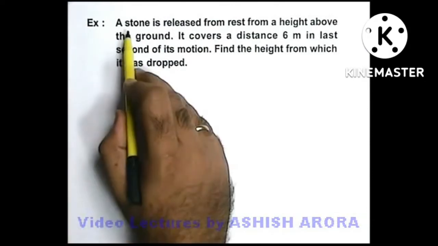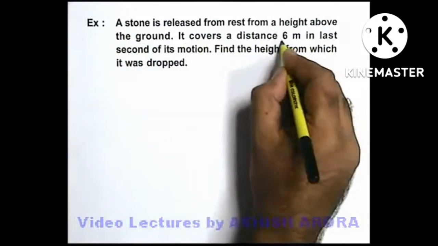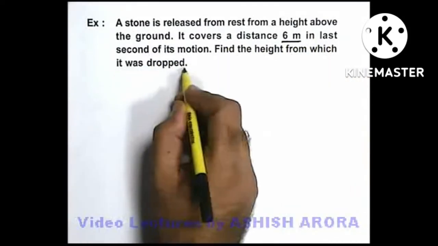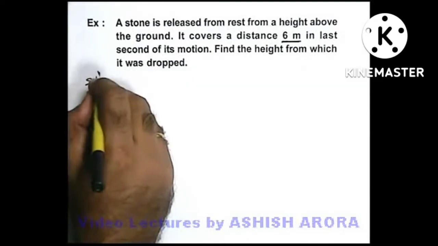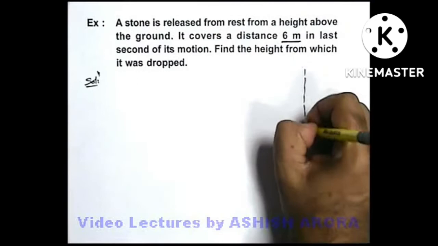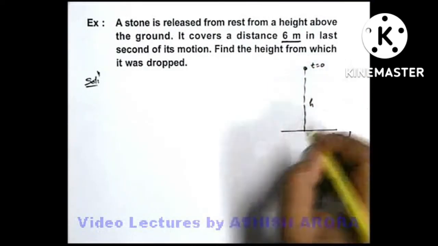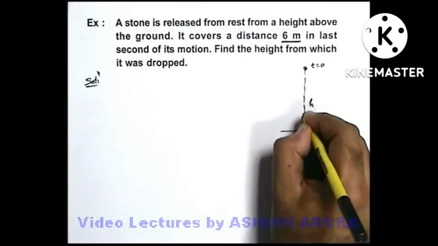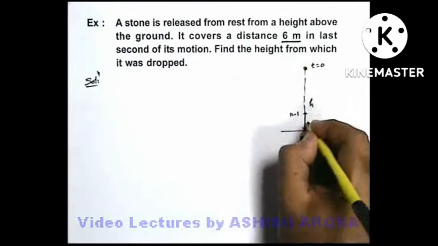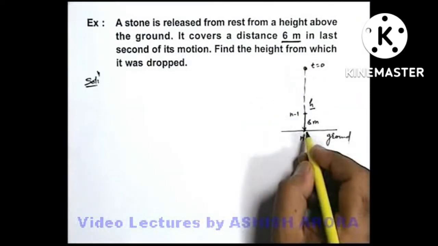In this question, we are given that a stone is released from rest from a height above the ground. It covers a distance of 6 meters in last second of its motion. We are required to find the height from which the stone was dropped. Again, if we draw the physical situations, this is the ground, and from some height, say h, the stone was dropped at t equal to 0. Say if it falls for n seconds, then in the last second of motion, that is from n minus 1 to n second, the distance covered by the particle is 6 meters. And we are required to find the height h from which it was dropped.